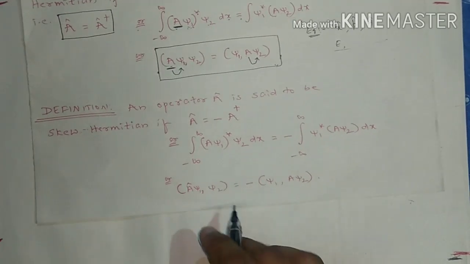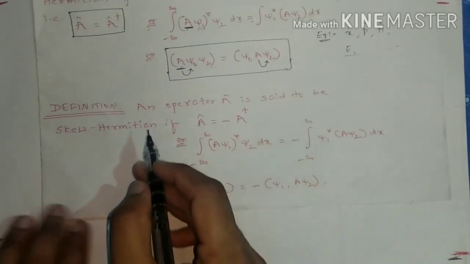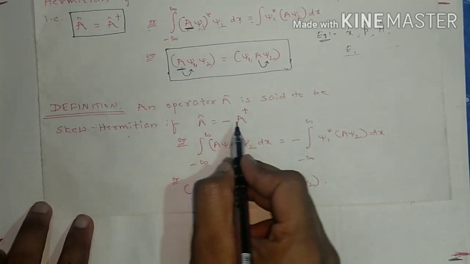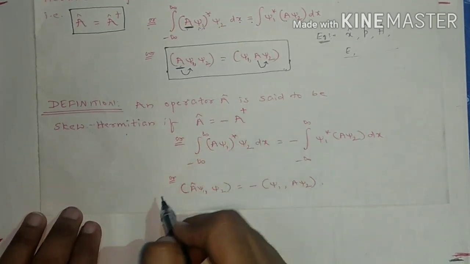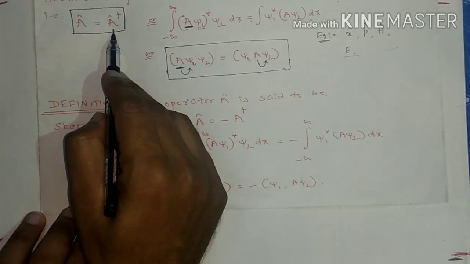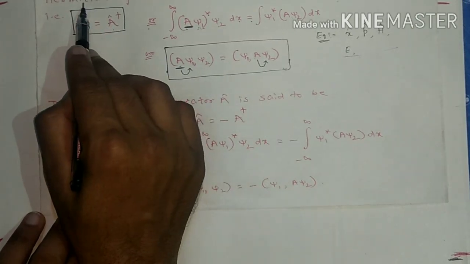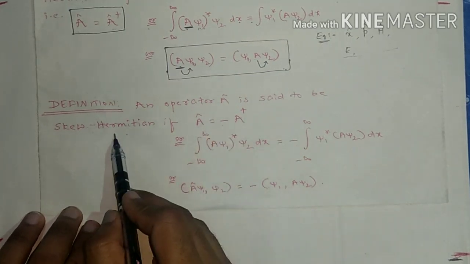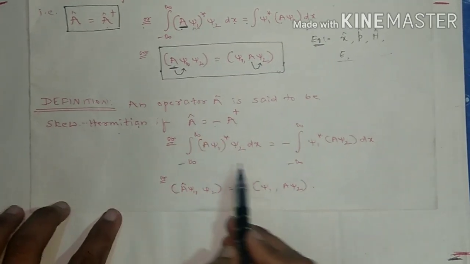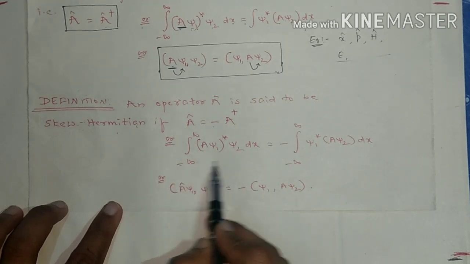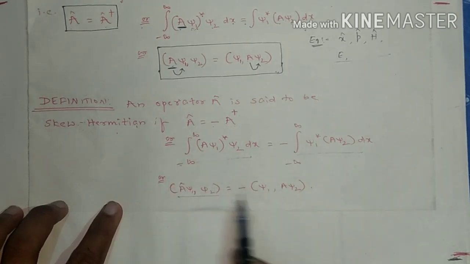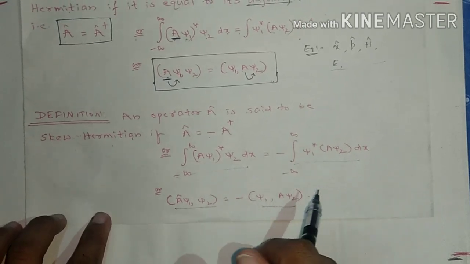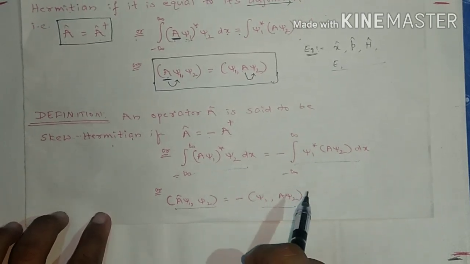One more definition: an operator A is said to be skew Hermitian if A is equal to negative A dagger. So if A is equal to A dagger, it's a Hermitian operator. If A is equal to negative A dagger, then it's skew Hermitian. And similarly, we have these properties also.